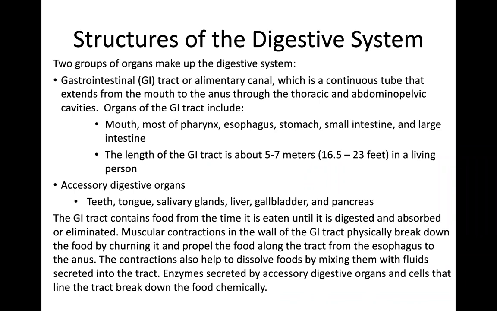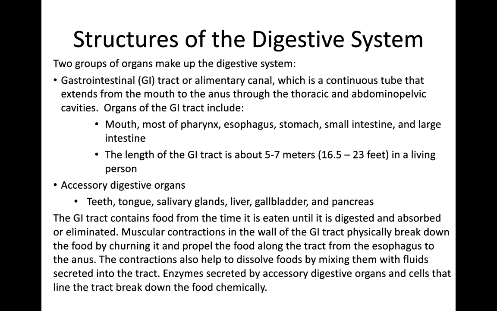The tract, also known as the alimentary canal, is a continuous tube that extends from the mouth to the anus through both the thoracic and abdominopelvic cavities. So it includes your mouth, most of the pharynx, the esophagus, the stomach, the small intestine, and then your large intestine. The overall length of the tract is about 5 to 7 meters, or 16.5 to 23 feet, in a living person. So very long, obviously much longer than we are.